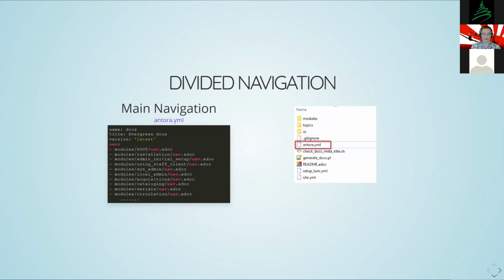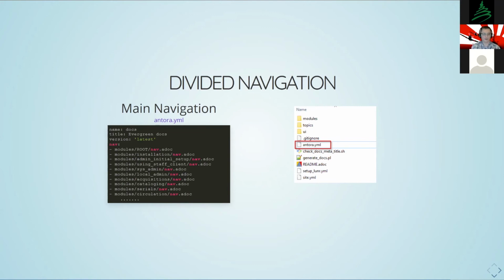And then it has this keyword called nav, and this is where you teach Antora where all of the navigation asciidoc files are. And they look just like that. Modules, root, and that's the main nav, and then the installation nav, the admin initial setup nav, and so on and so forth.